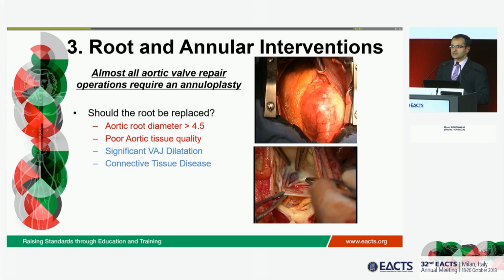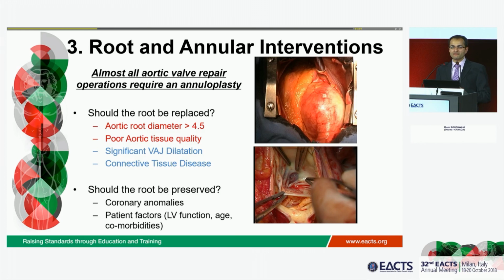With our experience in the aortic valve repair community to date, certainly aortic root diameter greater than 4.5 centimeters and poor tissue quality are important indications to proceed with root replacement. Some other softer or relative indications would be presence of significant VAJ dilatation or the presence of connective tissue disorder. However, there may be factors that also sway you towards preservation of the root. Coronary artery anomalies are one example, as well as patient factors like left ventricular dysfunction, advanced age, or presence of comorbidities may push you towards a root-preserving valve repair.